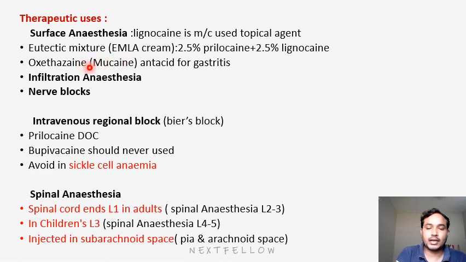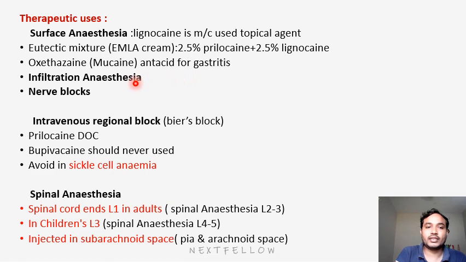Next, this is a recently asked question. There is a surface anesthetic which is used as an antacid for gastritis. That is oxetacaine. The syrup is Mucaine, right? In that it consists of oxetacaine. It acts as a surface anesthetic along with the antacid. For gastritis patients, it acts as an antacid. If you take it, it forms a layer over the ulcer area, which provides protection. So this is an MCQ: oxetacaine is a mucin antacid used for gastritis patients.